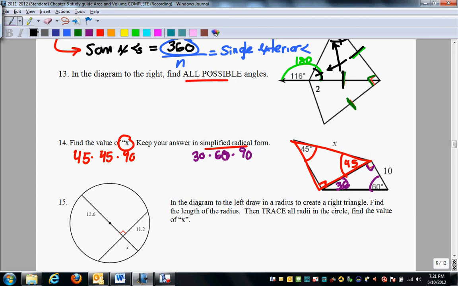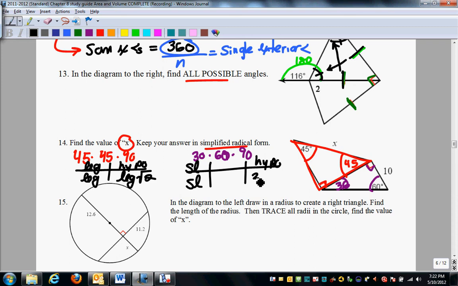You should automatically know these tables. If you don't, you need to memorize them. In a 45, 45, 90, the legs are equal. And the hypotenuse is whatever the leg is, times square root of 2. In a 30, 60, 90, you have the short leg. And then the hypotenuse is whatever the short leg is, times 2. And then the long leg is whatever the short leg is, times root 3. Use that as part of your process to start with what's given, and then work your way towards what you're looking for.